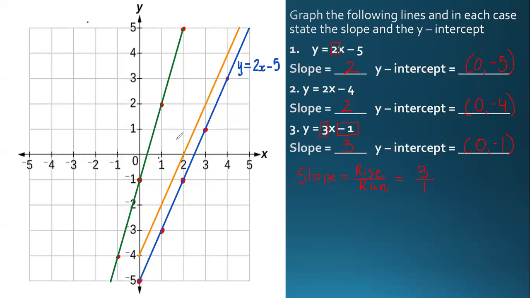So this one was Y is equal to 2x minus 4. And then this one, let me put this in green, Y is equal to 3x minus 1.